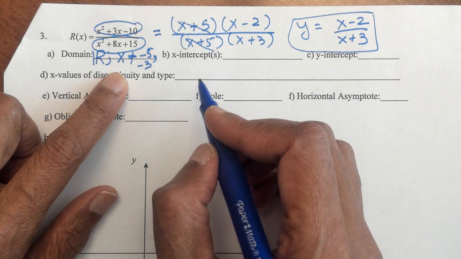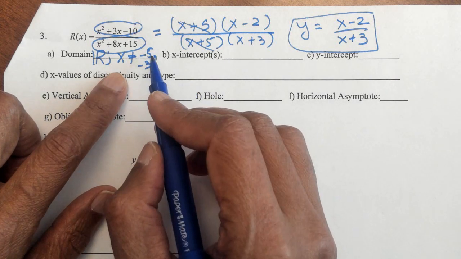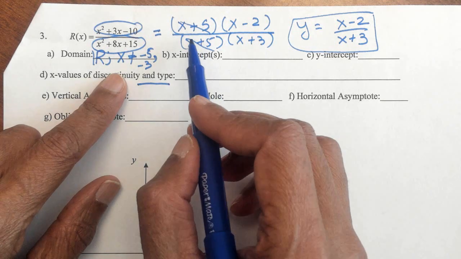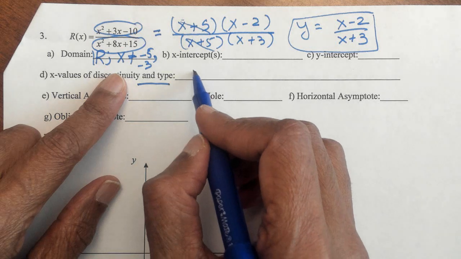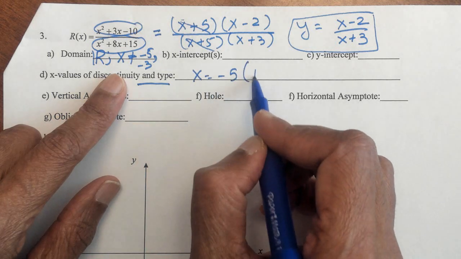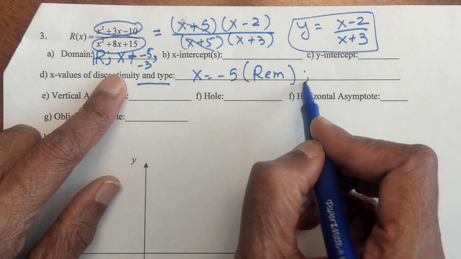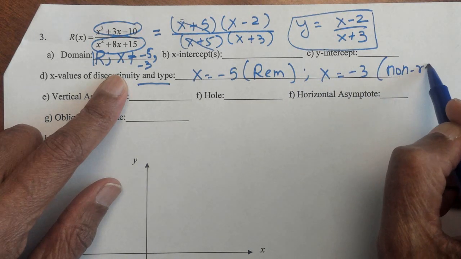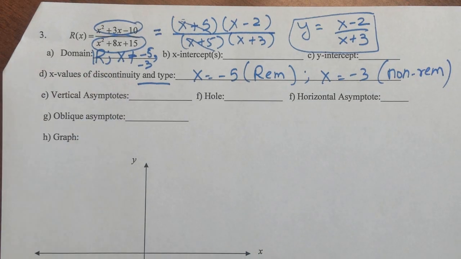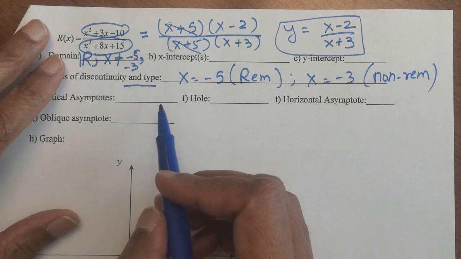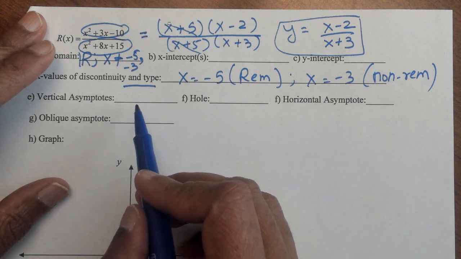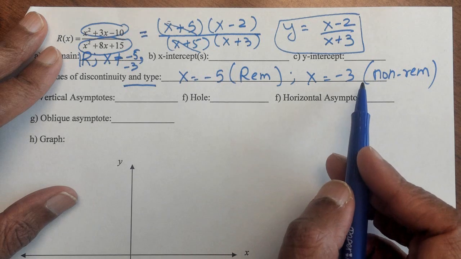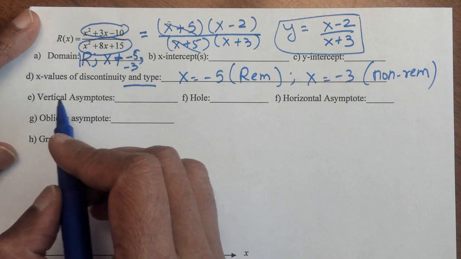So I've already said my discontinuity is at x equals negative 5 and x equals negative 3, but it tells you to write the type of discontinuity. The factor that got cancelled is your removable. So x equals negative 5 is the removable discontinuity, and x equals negative 3 is the non-removable discontinuity. And what does that mean? How does it get transferred to vertical asymptote and hole? The one that is removable is a hole, but the one that is non-removable is the asymptote. And an asymptote is a vertical line.